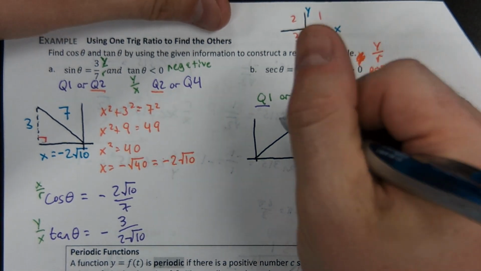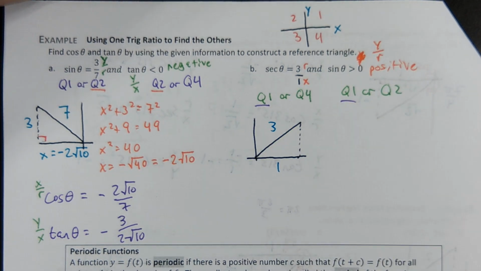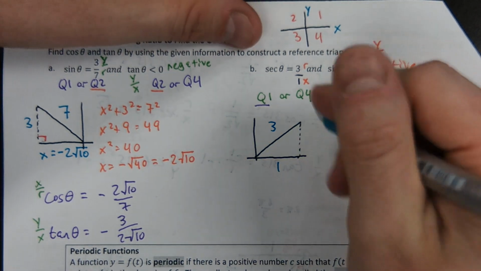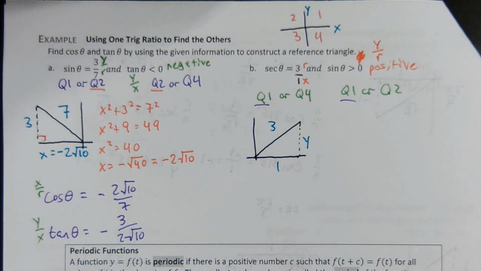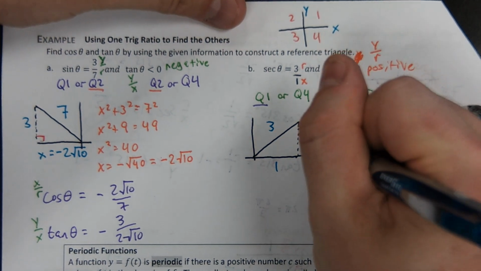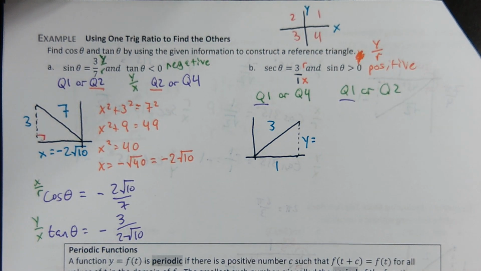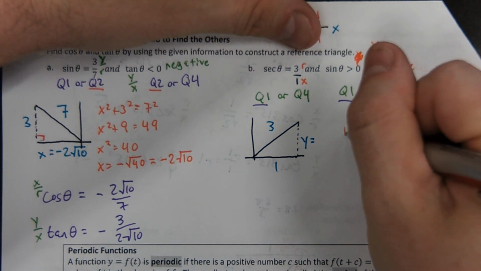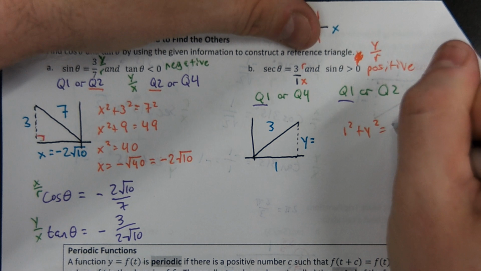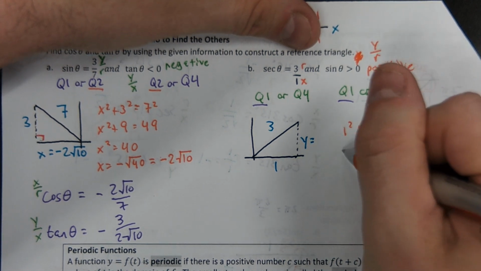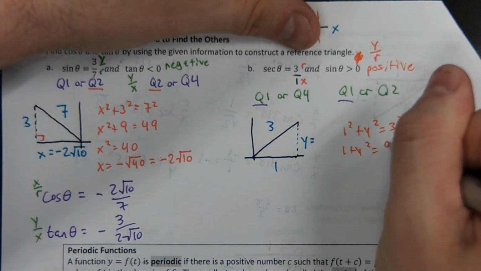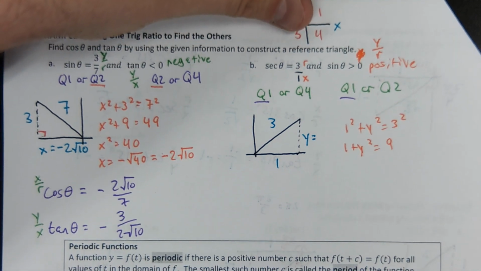We know r is 3. We know x is 1. I had to solve for y. We know it will be positive this time because we're in quadrant 1. We solve for it the exact same way we did last time. Pythagorean theorem. 1 squared plus y squared equals 3 squared. So y squared is 8.